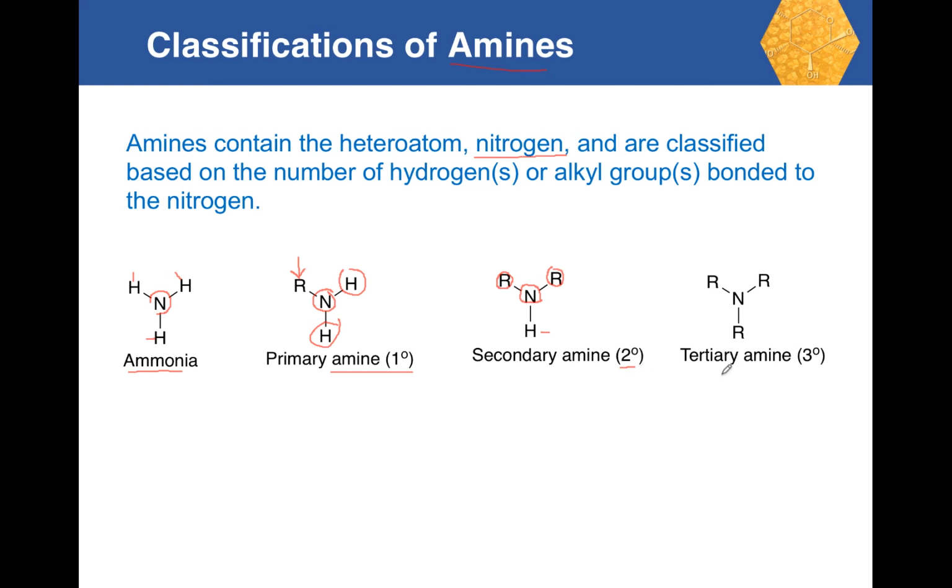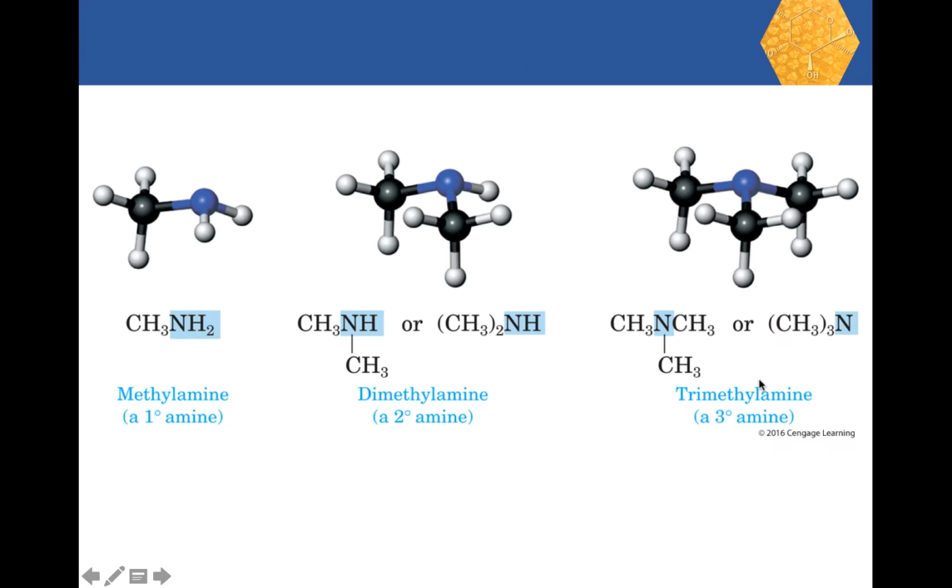And the last category of amine is, as you can imagine, a tertiary amine, where the nitrogen is bonded to 1, 2, and 3 carbon containing groups that we'll call R or alkyl groups. So you should be able to classify amines as primary, secondary, or tertiary. Here's another way of looking at it with some specific examples here.